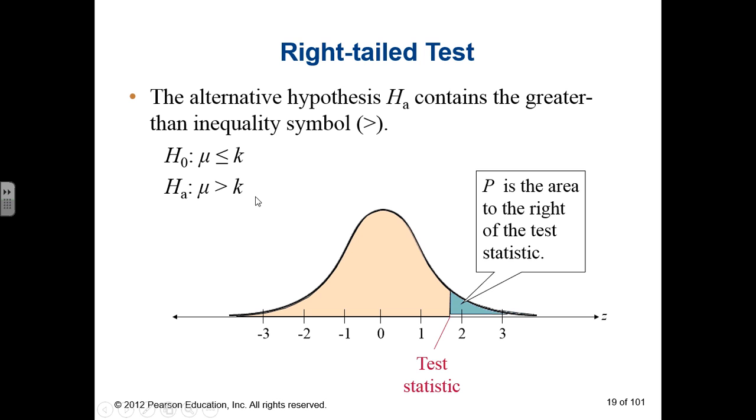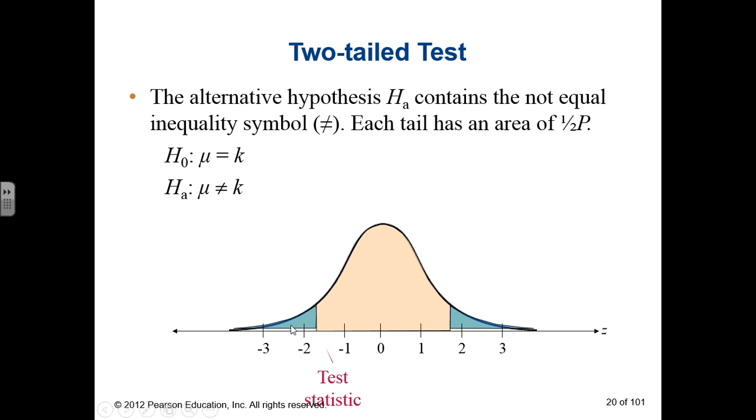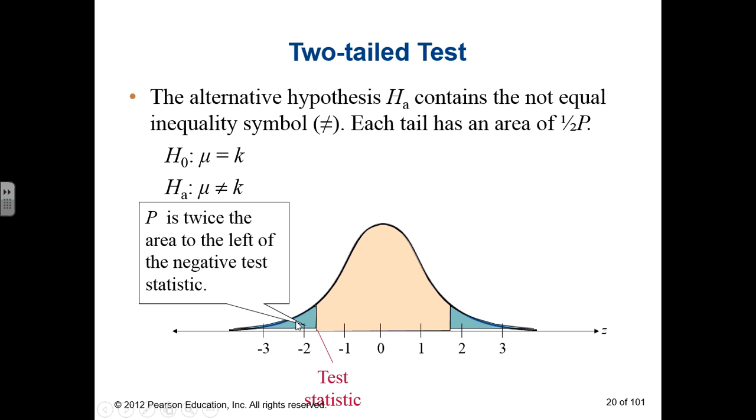If the alternative hypothesis is a not equal to symbol, this is known as a two-tail test, and we have half of P in the lower tail and half of P in the upper tail. So P is twice this area shaded here.